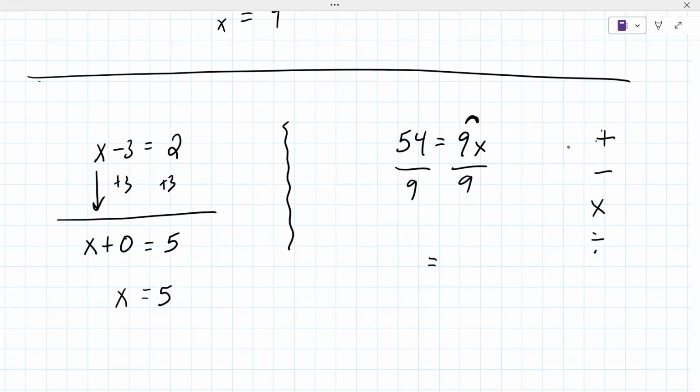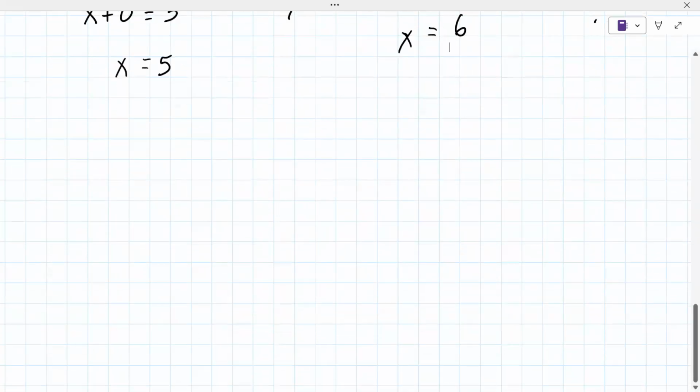Tell me what this equals, please. 54 divided by 9 is 6. And then what does that become? What is 54 divided by 9? 6. Good. Okay. Let me have you try a couple here on your own, okay?